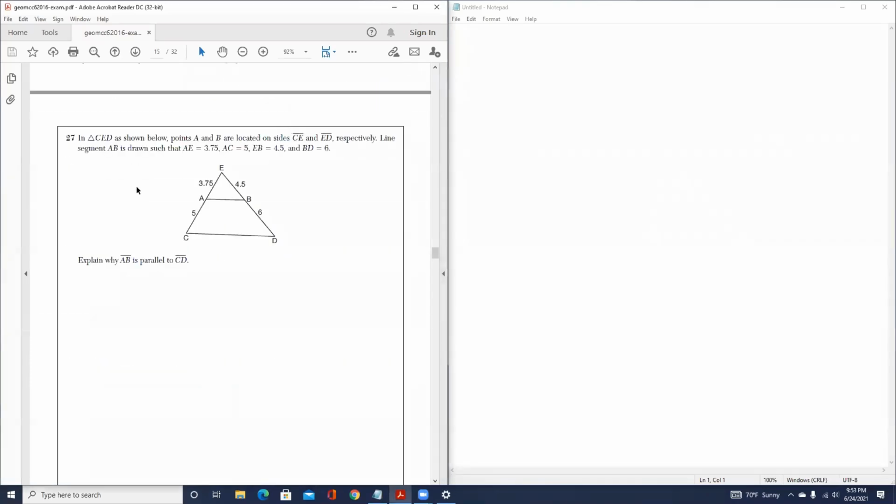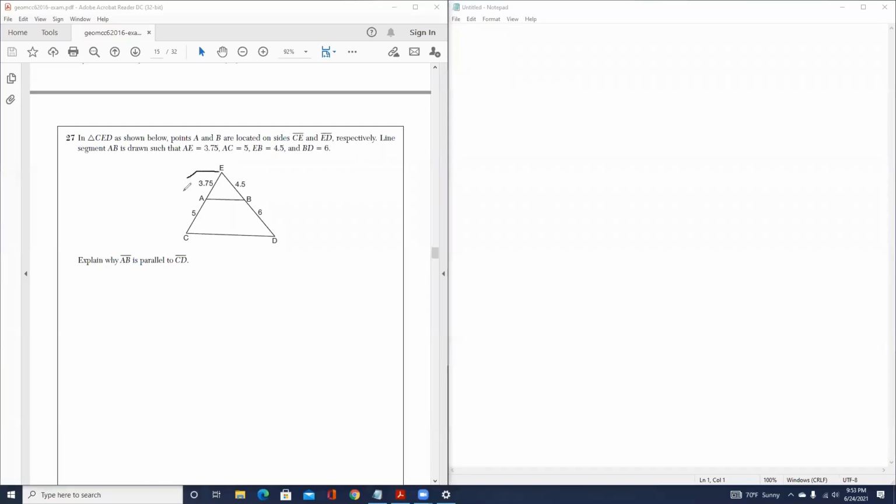Going down to question 27. In triangle CED as shown below, points A and B are located on sides CE and ED respectively. Line segment AB is drawn such that AE is equal to 3.75, AC is equal to 5, EB is equal to 4.5, and BD is equal to 6. Explain why AB is parallel to CD. So with dilations, you want to think of this as part over whole. If you can prove that the part to whole ratios of corresponding sides are equal to each other, then therefore they must be similar triangles.